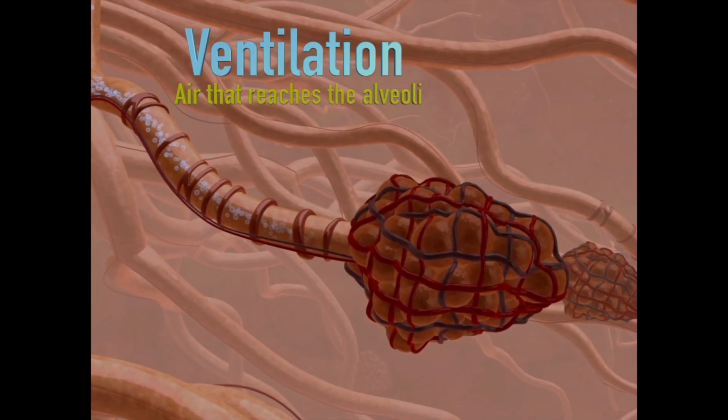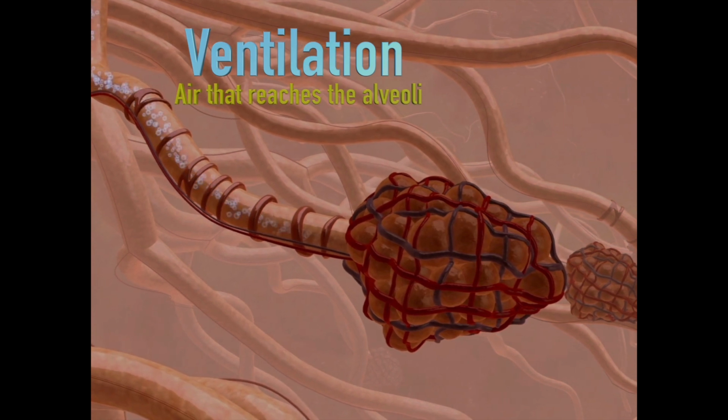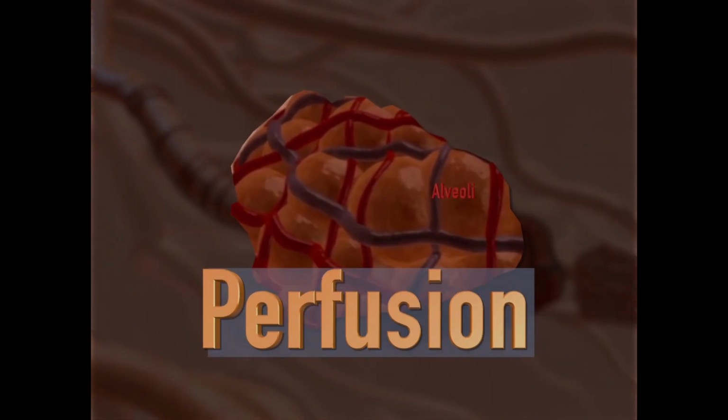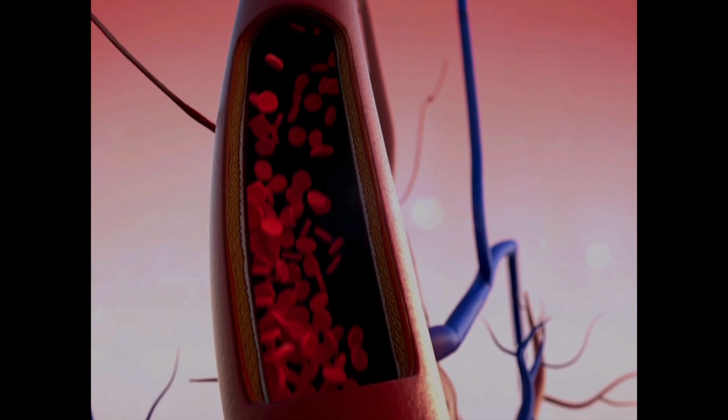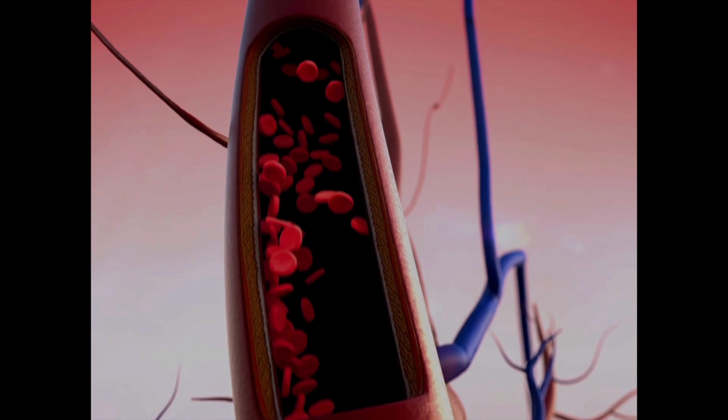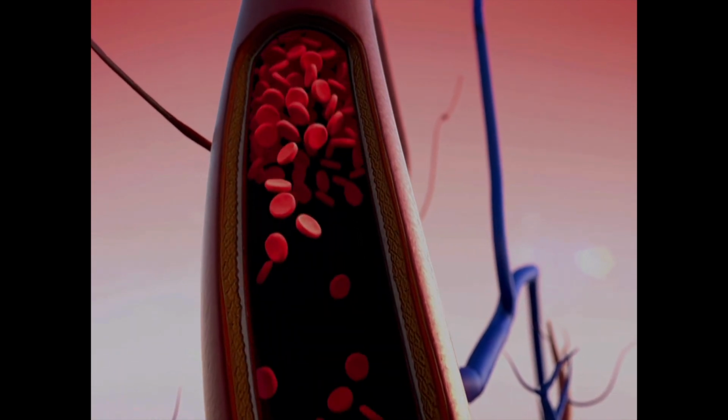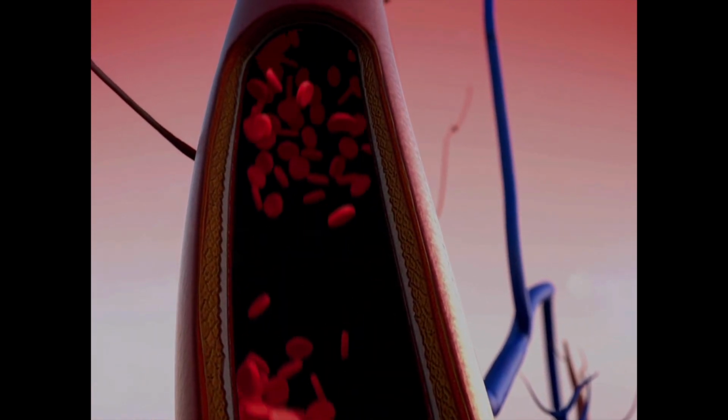While ventilation refers to the amount of air that reaches the alveoli, perfusion refers to the amount of blood flow to the alveoli. Adequate perfusion is necessary for proper gas exchange to occur in the lungs. This is a process by which oxygen is taken in and CO2 is eliminated.